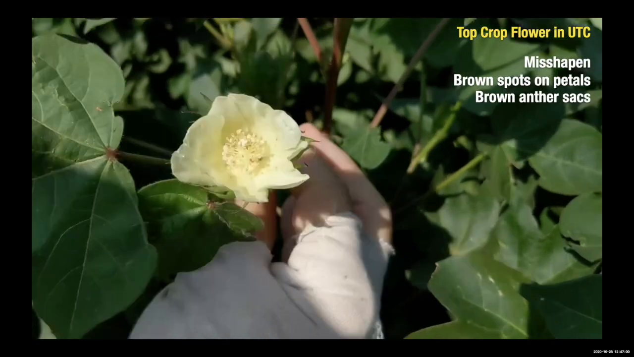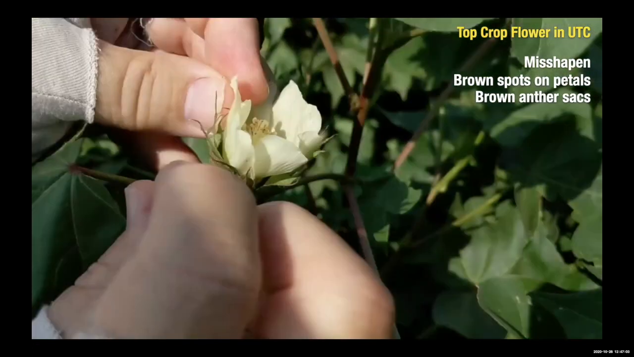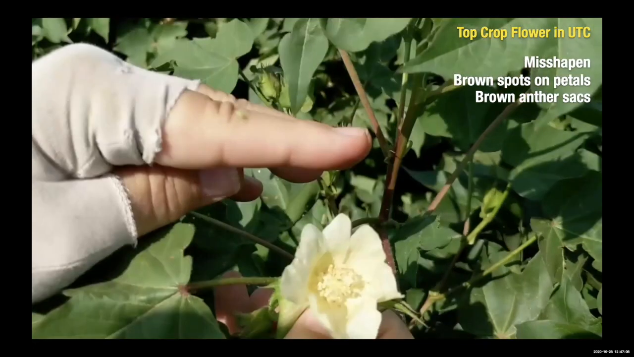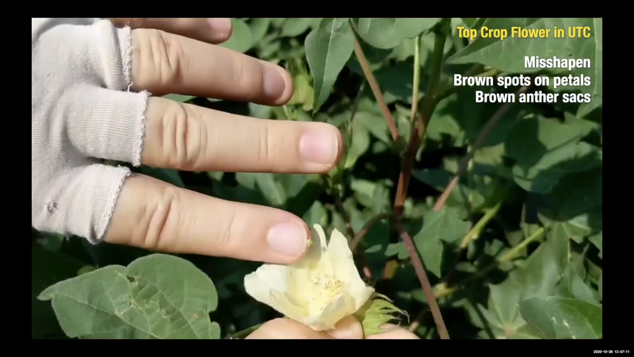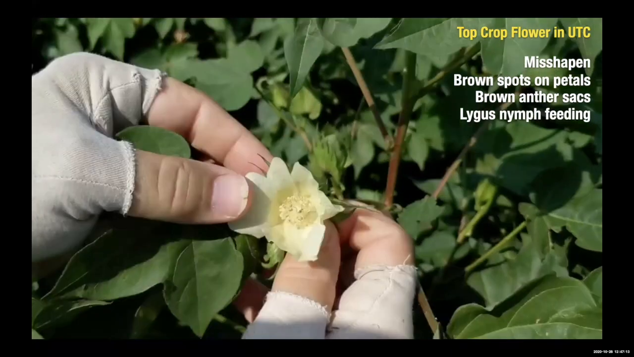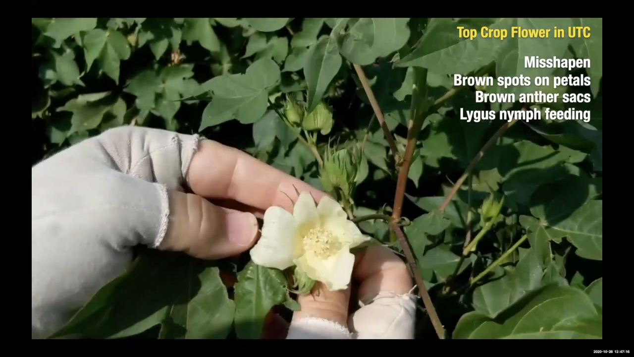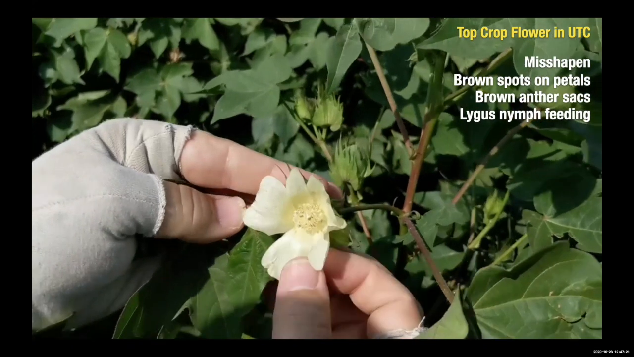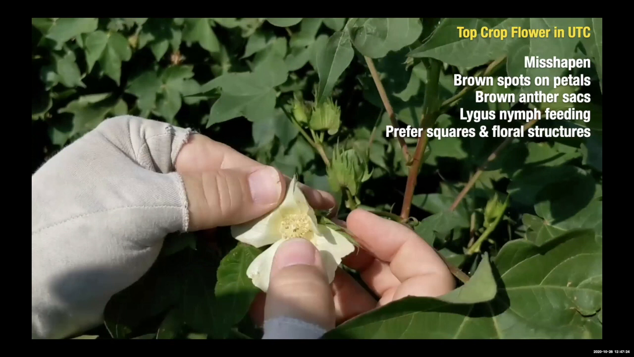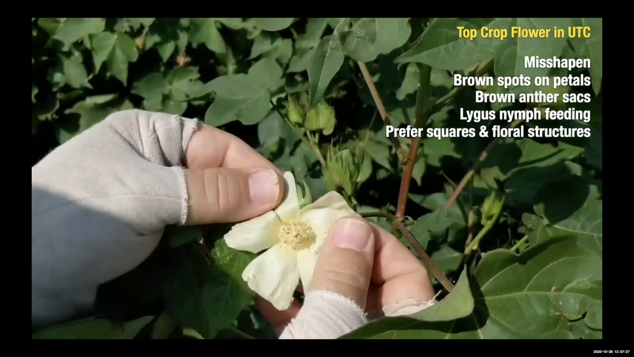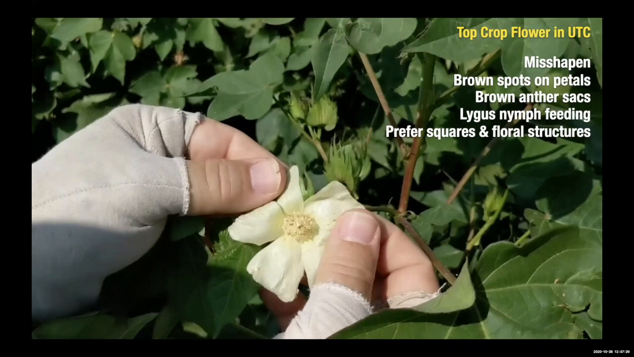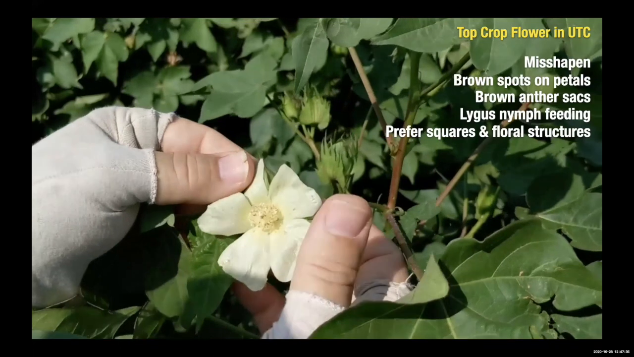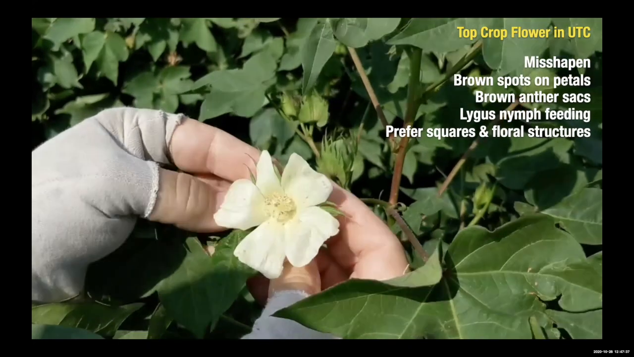Oh my goodness, and I can see why. Where is he? There is our little bad guy. He has just had a smorgasbord there to feed on. Again, further evidence that they prefer squares and flowers to feeding on bolls. And that's what this one and others have done to ruin this flower. So even if there was enough time, water, crop protection, calendar, heat units, this flower will not pollinate and produce a productive boll.